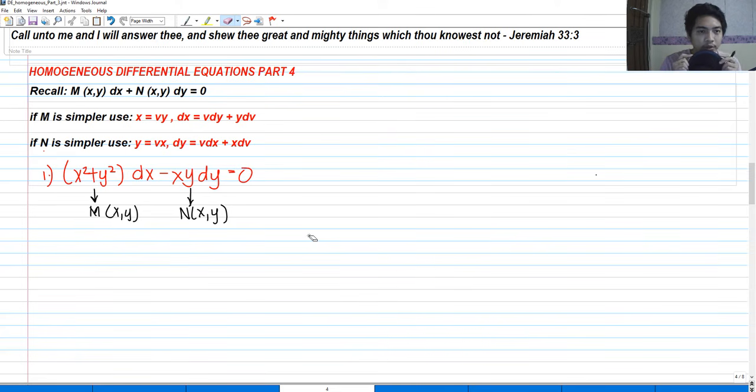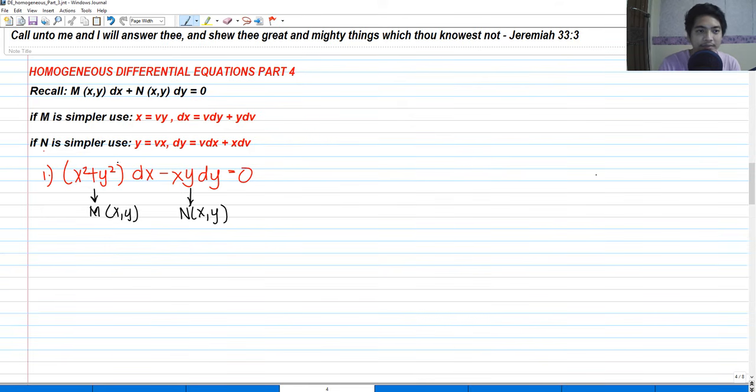Hi, so for today, we're going to talk about homogeneous differential equations, part 4. Basically, we're going to continue our discussion all about homogeneous differential equations. And again, we have this following formula, and we say that a differential equation is a homogeneous differential equation if each and every term has the same degree.